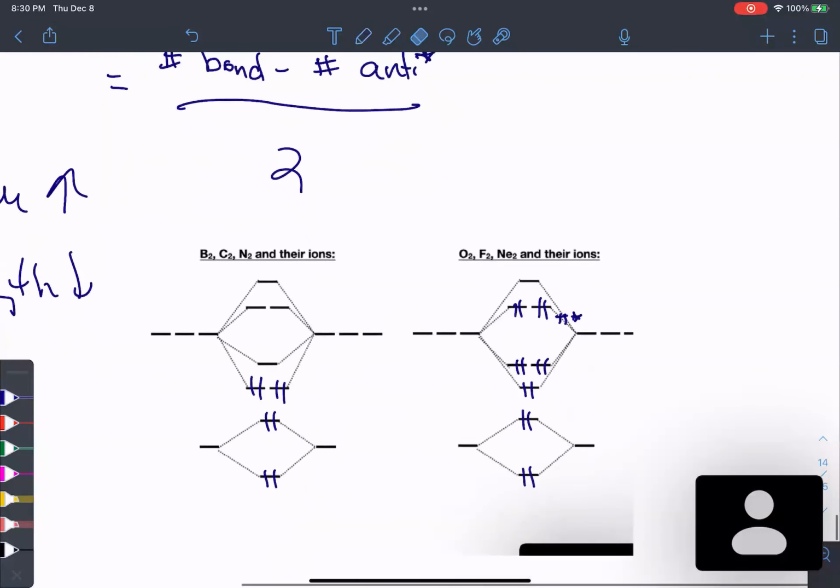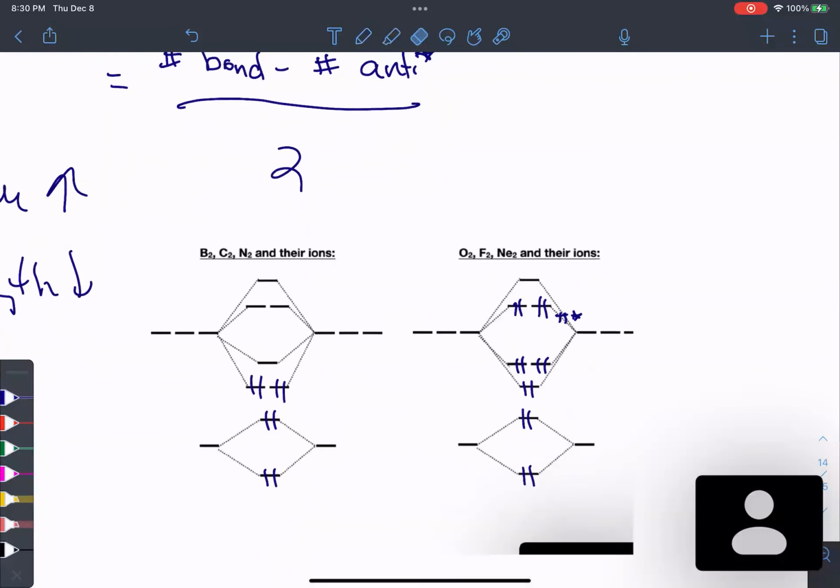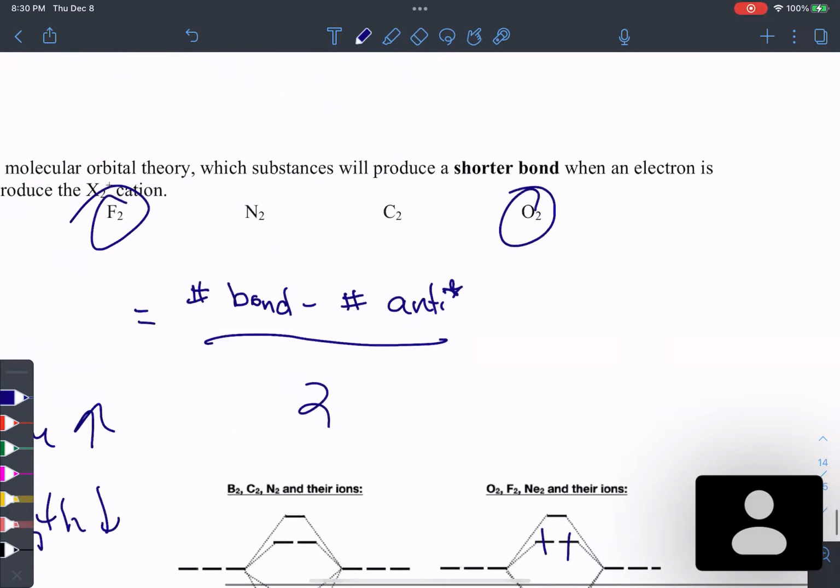Okay, but what about O2? Oxygen has 12 valence electrons. So we remove an electron from what orbital? Anti-bonding. So we actually strengthen the bond. Bond order goes up. It goes from 2 to 2.5 if you actually calculate it. Strengthen the bond, we shorten the bond. So there we go, those 2.